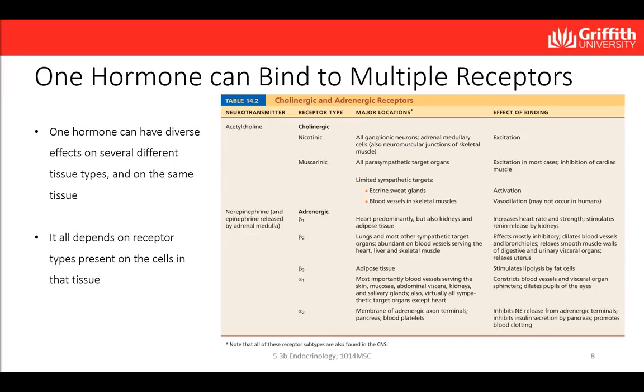A single hormone can have multiple effects on different tissue types. This is largely dependent on the receptor types on the cells in that particular tissue. The following table shows the effects of the hormone noradrenaline on different adrenergic receptors. This table can be used for reference after completing this topic, as we learn about the effects of noradrenaline and adrenaline on the various adrenergic receptors in more detail.